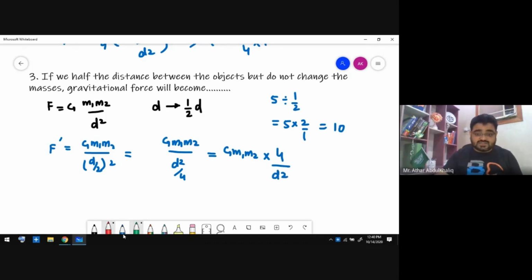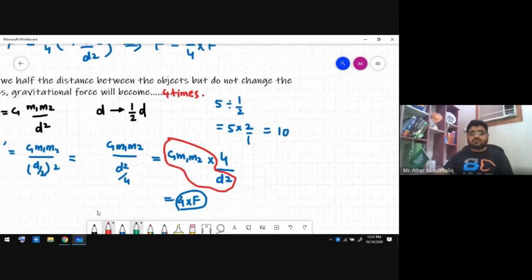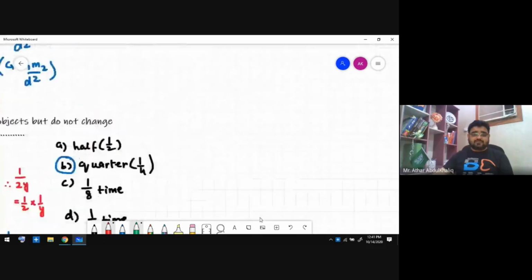If you simplify this, G m1 m2 over d squared, what is this thing? This is your actual force. So you will say that this is the actual force times 4. So as you said, it will be quadrupled. So it will be 4 times or quadrupled. Your answer will be 4 times. Okay, I'm hopeful that you might have understood a little bit, but you will get understanding as time passes. Now I am going to solve an example from your book.